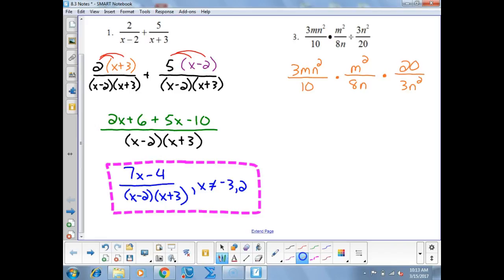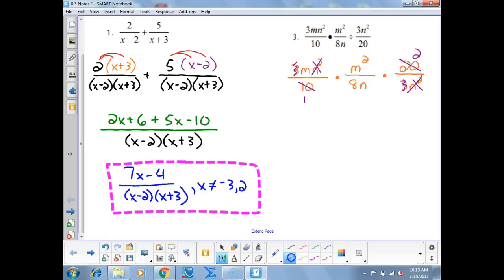Okay? So we flip and switch it to multiply. Now what? Okay, what can I cancel? The n squareds, that one and that one. The 3's. 20 and 10. So what goes where? The 10 will be reduced to 1 and the 20 will be reduced to 2.